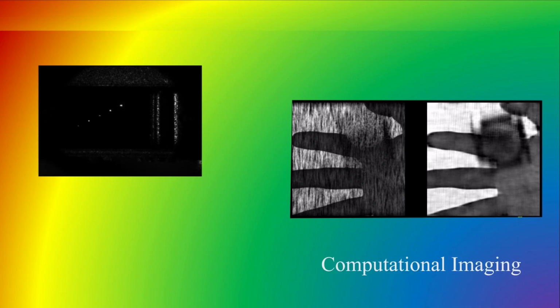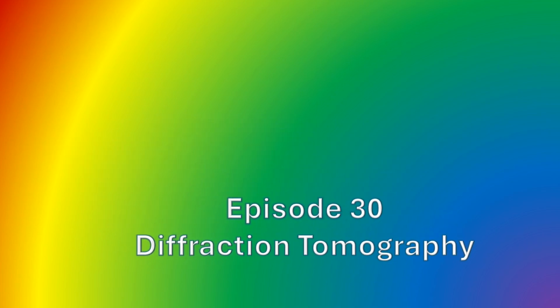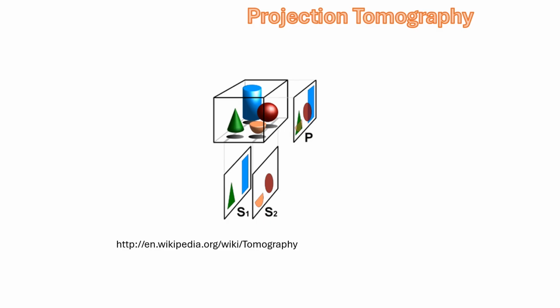Computational imaging. Episode 30, diffraction tomography. So earlier we talked about projection tomography, where we basically measure shadows of the object. We look at how rays or attenuators propagate through the object and use the projection slice theorem to reconstruct the object from those projections.